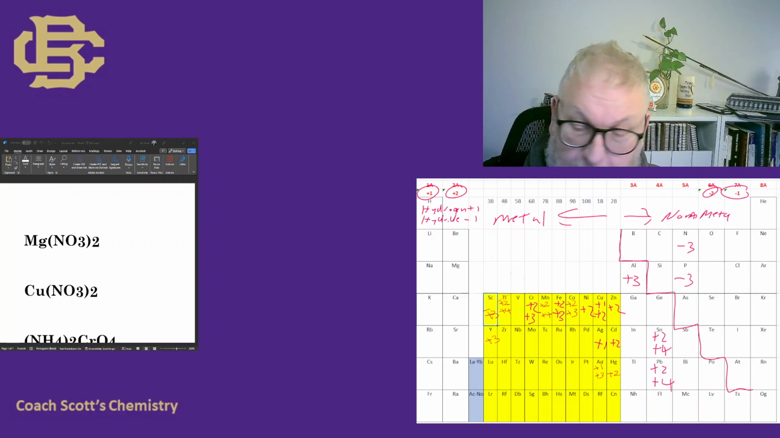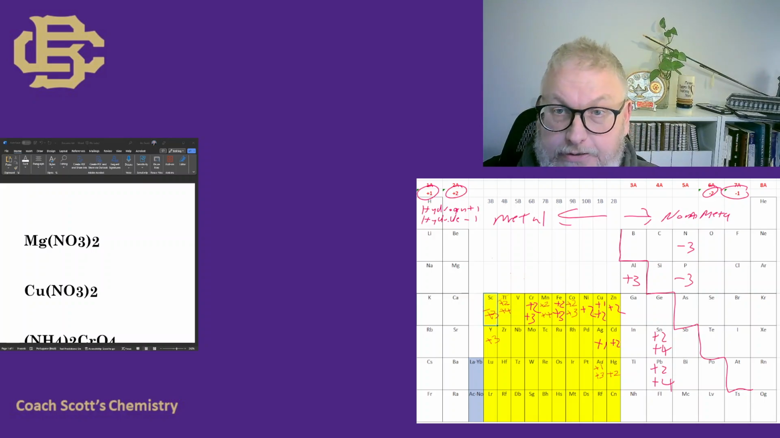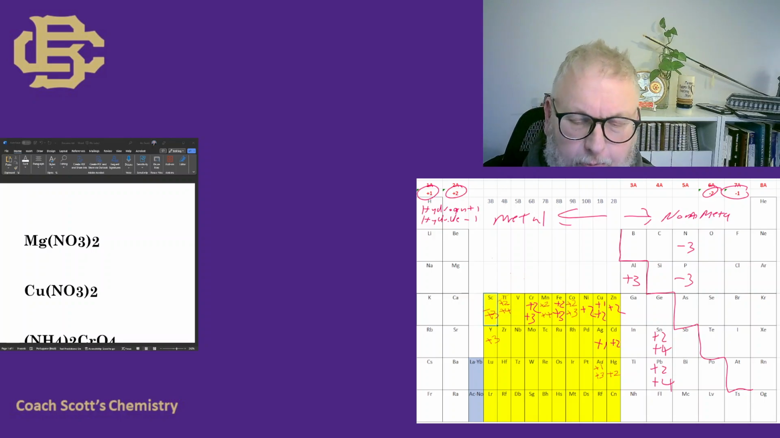Let's look at something called the polyatomics. Let's remember what we got here. We've got a molecule, two or more non-metals that are combined together, but they have a charge. So we've got to think about them as one entity. Alright, let's look at one.